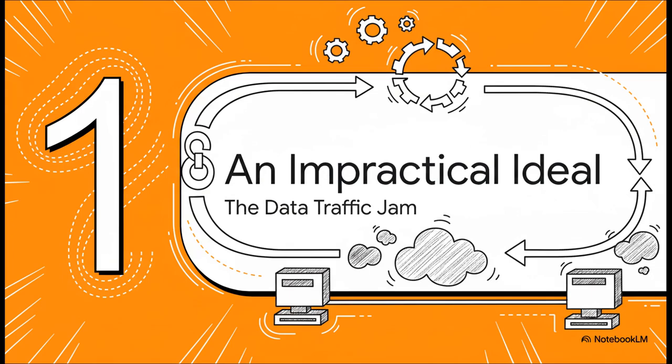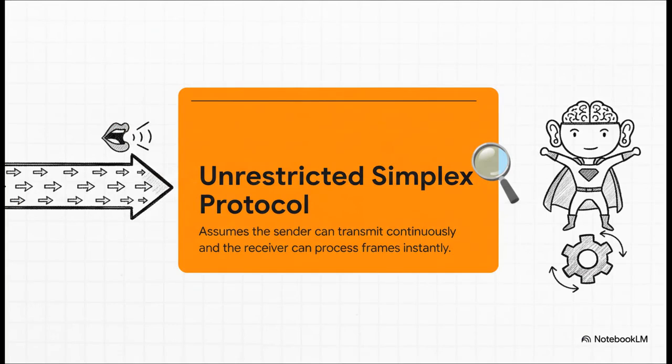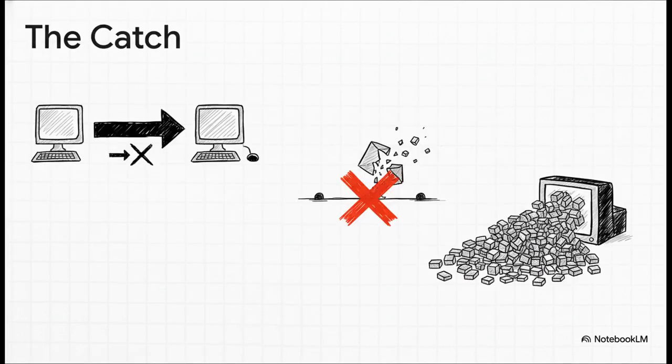All right, so to really get why the solutions work, we've got to start with an idea that doesn't. It's a perfect world scenario that just falls apart in reality. And that's the unrestricted simplex protocol. Seriously, just imagine someone talking at you at 100 miles an hour, never taking a breath, never checking to see if you're even listening. That's this protocol in a nutshell. It just fires off data, assuming the receiver on the other end is some kind of supercomputer that can catch everything instantly. And yeah, you can probably see the problems here.